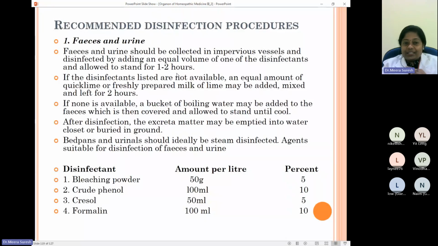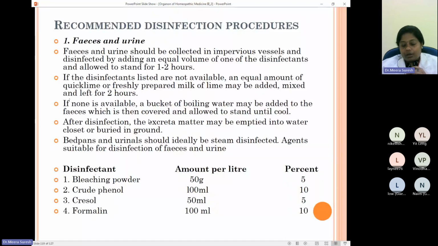So for the disinfection of feces and urine, it should be collected in impervious vessels and disinfected by adding an equal volume of one of the disinfectants given in this chart, and allowed to stand for 1 to 2 hours. If the listed disinfectants are not available, we can add an equal amount of quicklime, because I told you quicklime is very easily available, or freshly prepared milk of lime may be added, mixed and left for 2 hours.